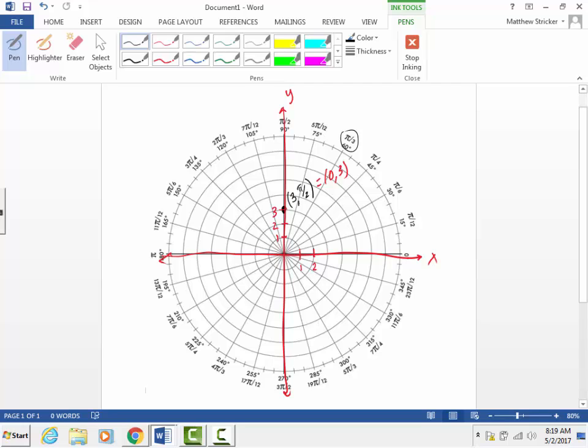So pi over 3 puts us on this ray right here, right? If we go -1, we're going to continue on that ray, but we're going to go in the opposite direction. So it's going to look like that. It's going to be right there. That would be -1, comma, pi over 3.